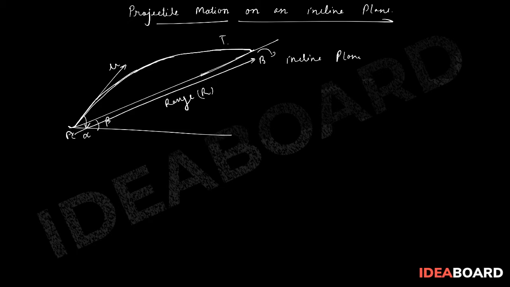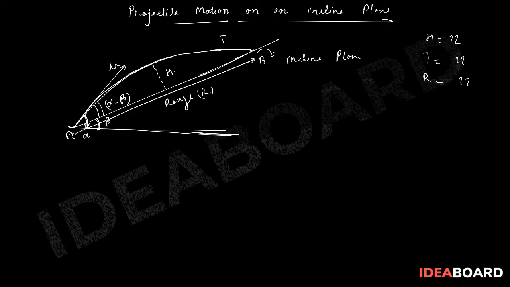Of course, the time of flight will be the time taken from reaching point A to point B. This will be the time of flight, capital T, and this is going to be the maximum height h achieved by the particle from the inclined plane, right? So we want to find all three parameters: h, time of flight, and range. One more thing I can say here: this angle is beta, this total angle is alpha, so this angle will be alpha minus beta, correct?